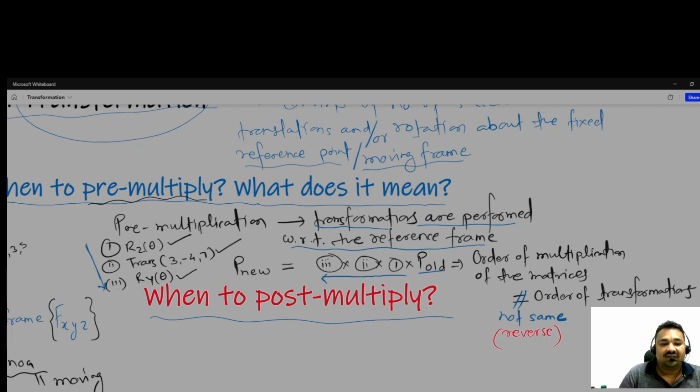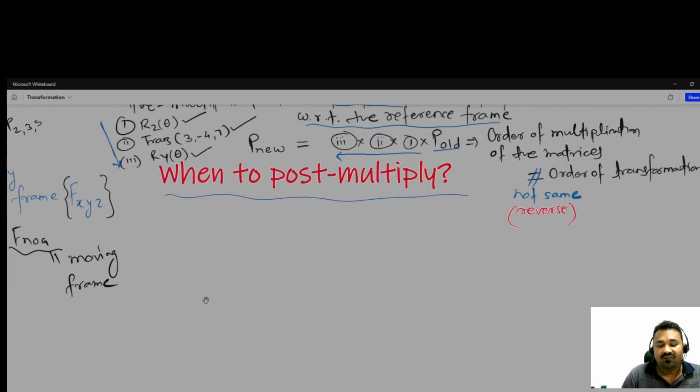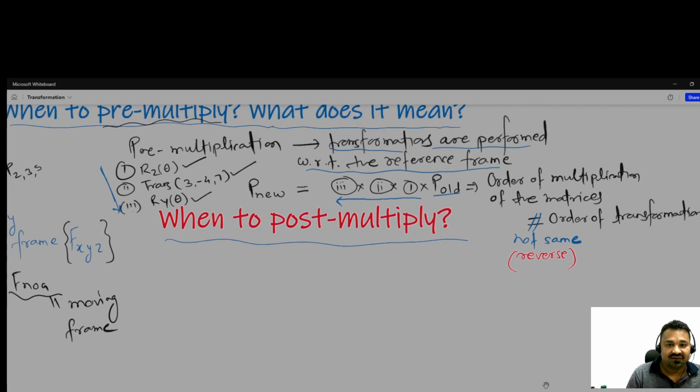Okay. Now next is when to post-multiply. So same sequence. Suppose we take the sequence. When to post-multiply? So answer is here, if transformations are performed with respect to the moving frame.